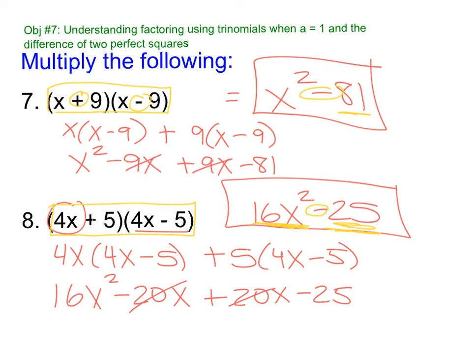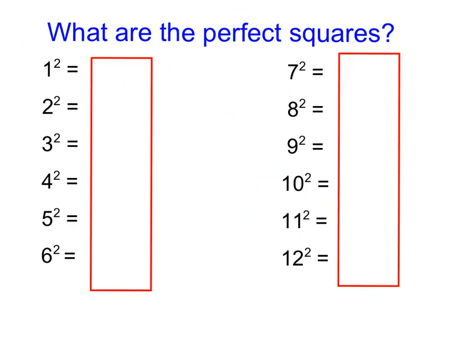And then what kind of numbers are 16, 25, and 81? Do we know what those are? If you look down on your notes, you'll probably figure it out. Those are perfect squares. So whenever you have a perfect square minus a perfect square, that's going to be this method. All right, so let's write down what the perfect squares are.